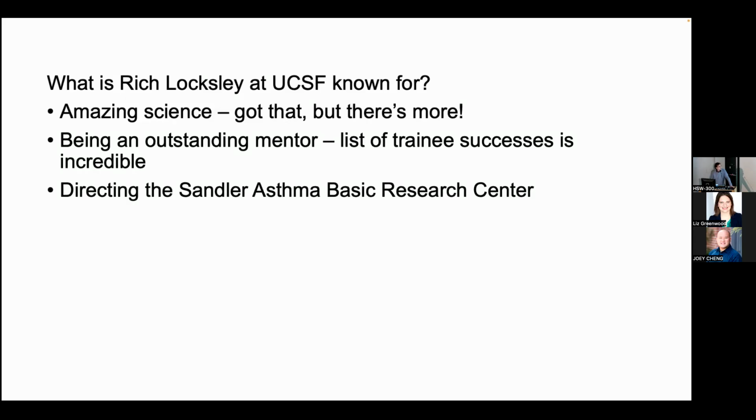Rich is also known for being the director of the Sandler Asthma Basic Research Center for more than 20 years now, and that's included recruiting some outstanding faculty and building bridges with physician scientists, such as in the Airway Clinical Research Center. And those bridges have helped advance asthma research at UCSF and well beyond.